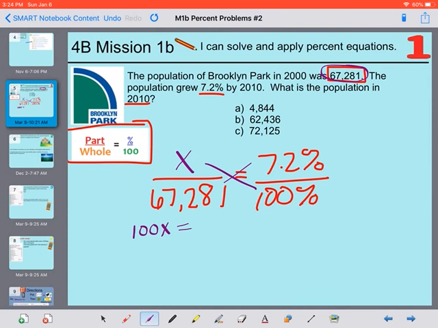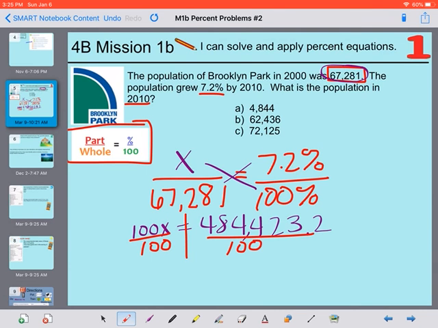67,281 times 7.2 in my calculator gives me 484,423.2. But we need to divide by 100. So I'm going to divide by 100, and I get 4,844.2 if I just use one decimal. So this was the number of people.